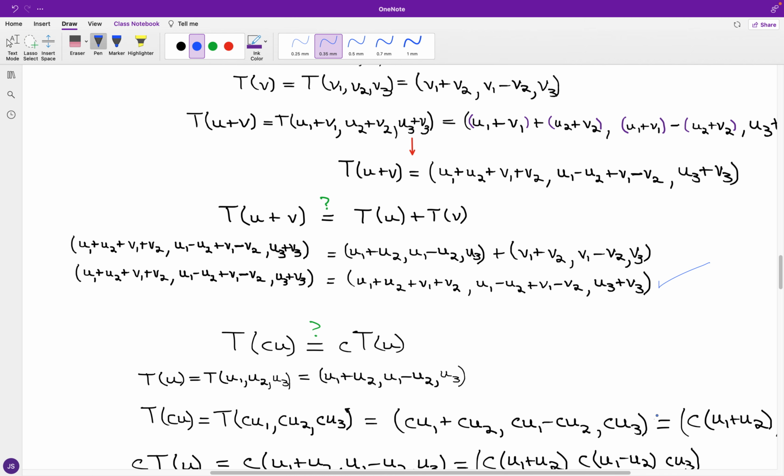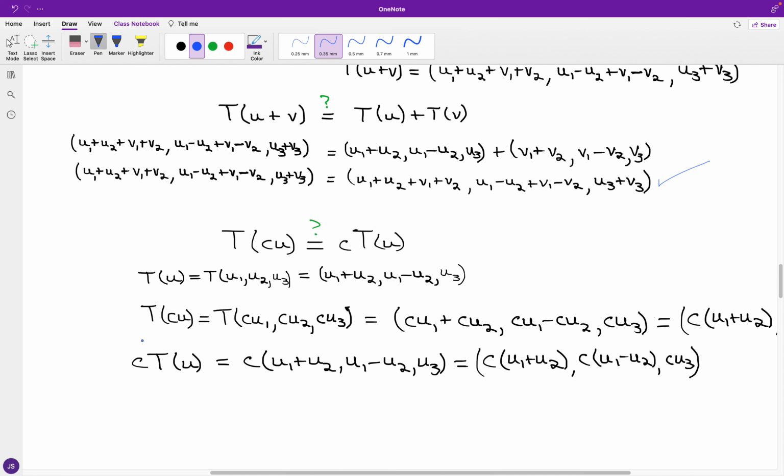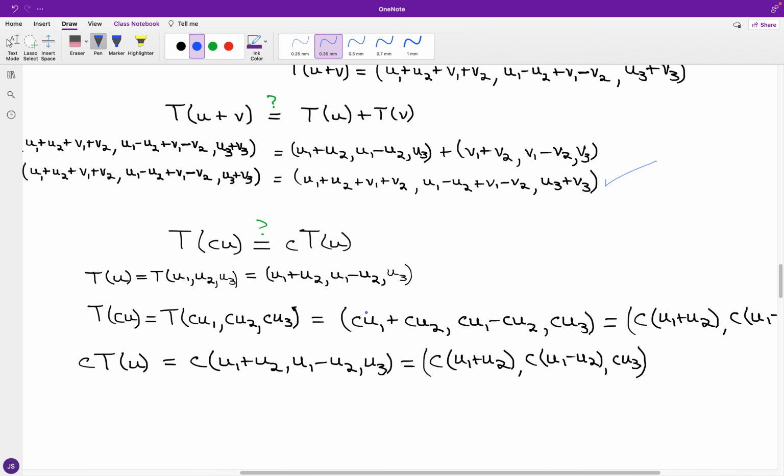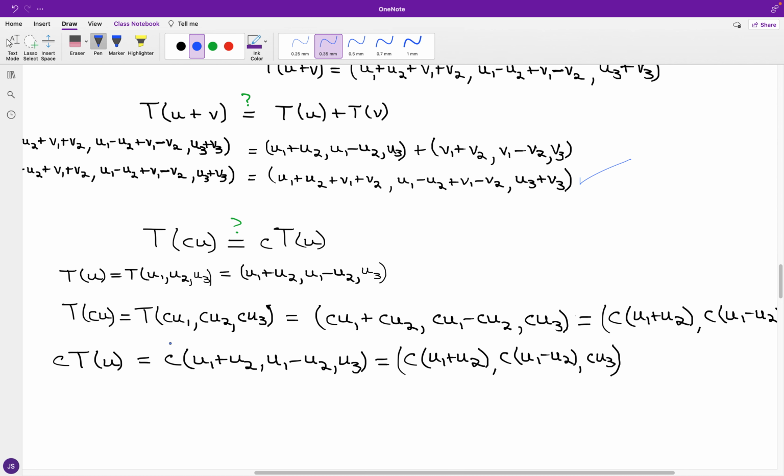Then just looking at scalar multiples. Again, the transform of u is the sum of u sub 1 and u sub 2, followed by the difference between u sub 1 and u sub 2, and then we have u sub 3. Now for the transform of the scalar c times u, looking at it item by item, I had the transform of c u sub 1, c u sub 2, c u sub 3, and that's going to carry out to the sum of c u sub 1 and c u sub 2, followed by the difference between c u sub 1 and c u sub 2.